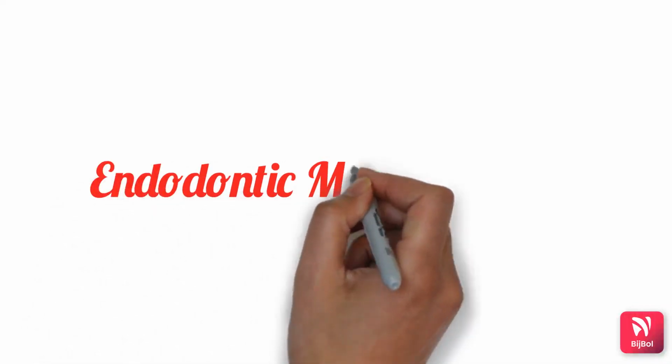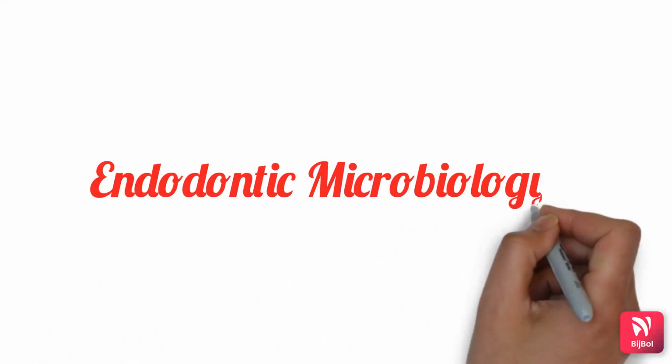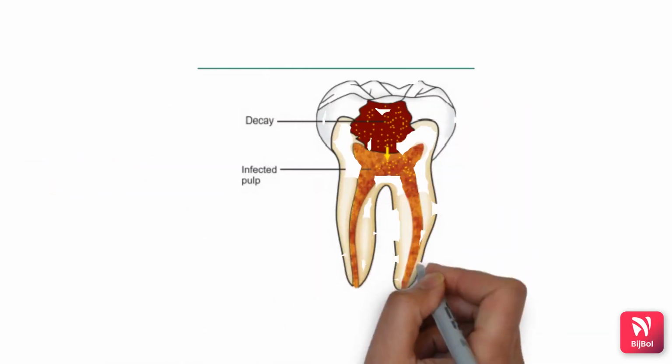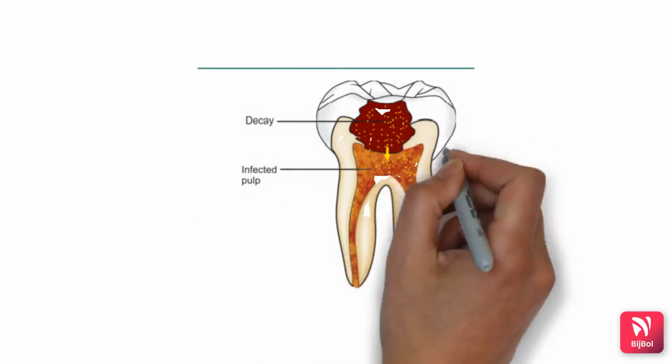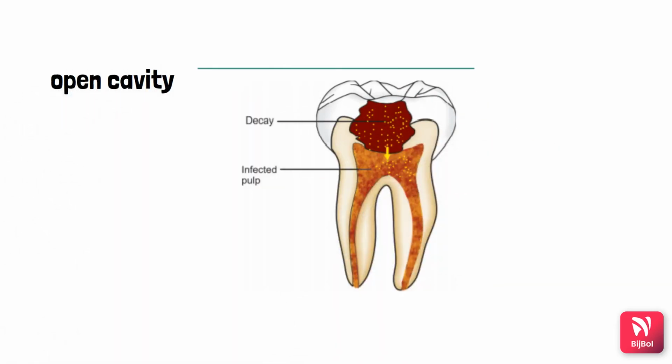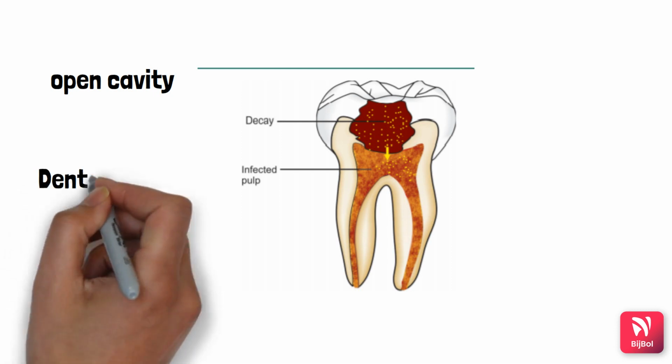Now we'll see about the endodontic microbiology. If you see the portals of entry for microorganisms, that is, entry through the open cavity. This is the most common way of entry of microorganisms into the dental pulp. So when the protective layers of the tooth such as the enamel and the dentin get destroyed by caries or by any injury, the microorganisms gain access into the pulp cavity.